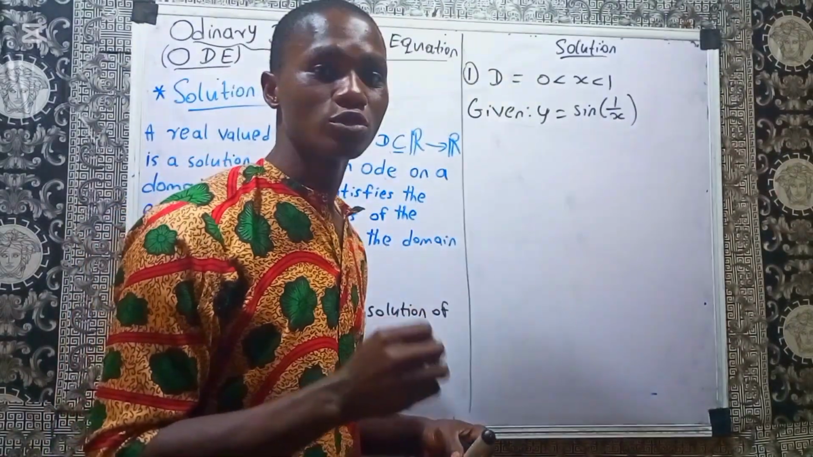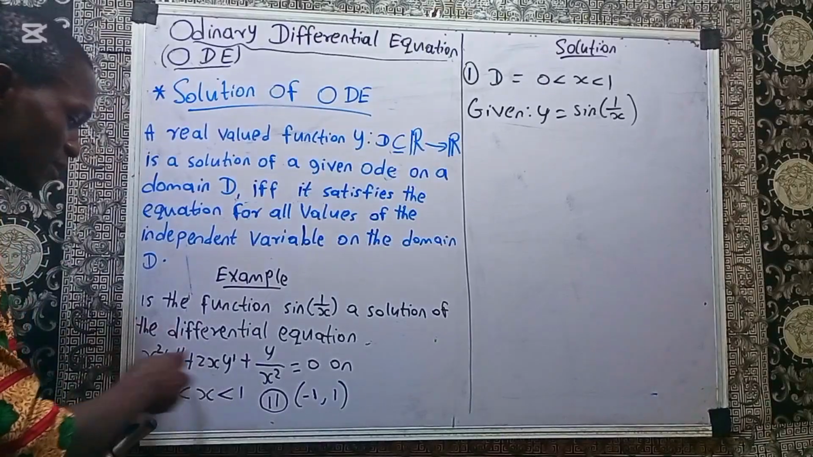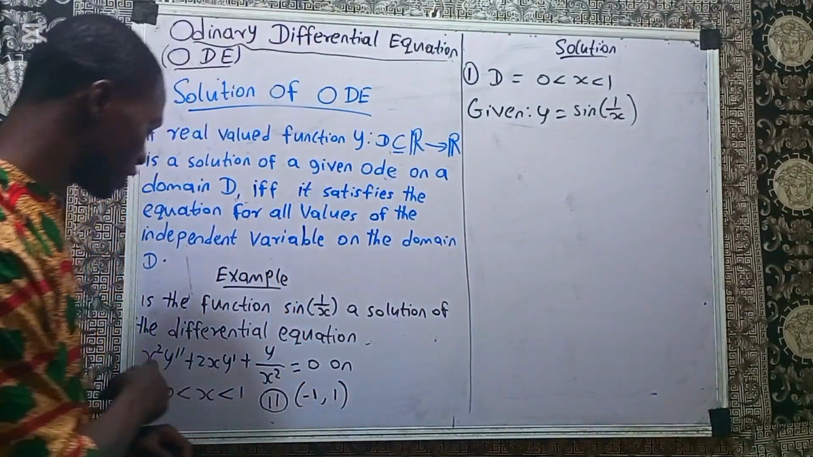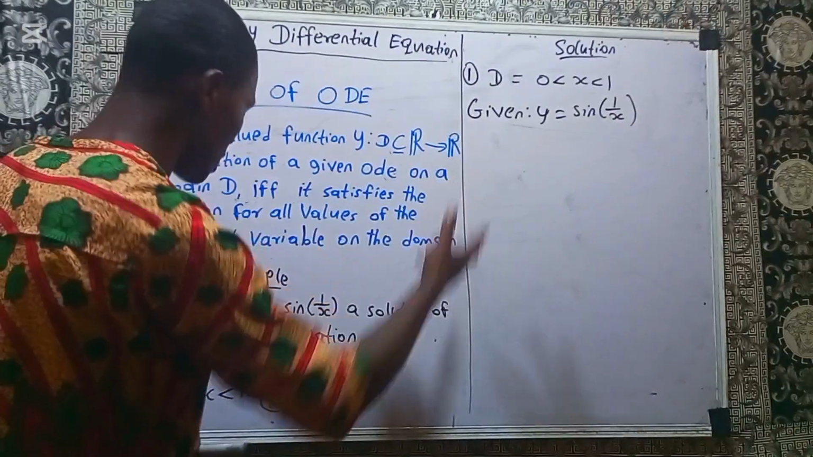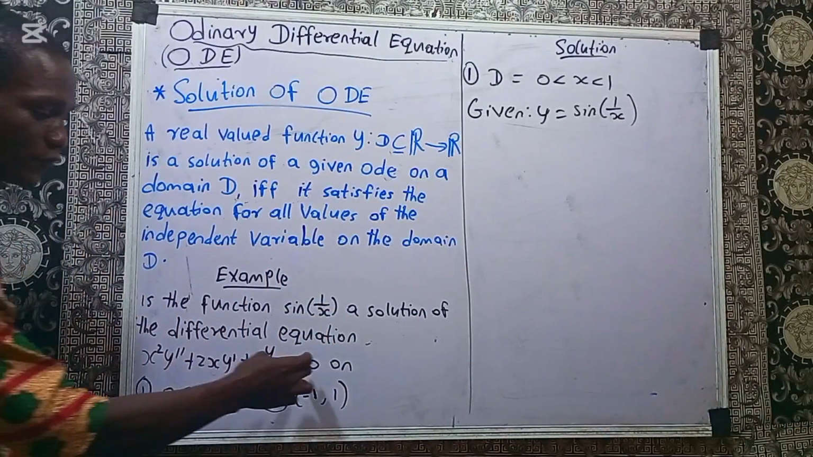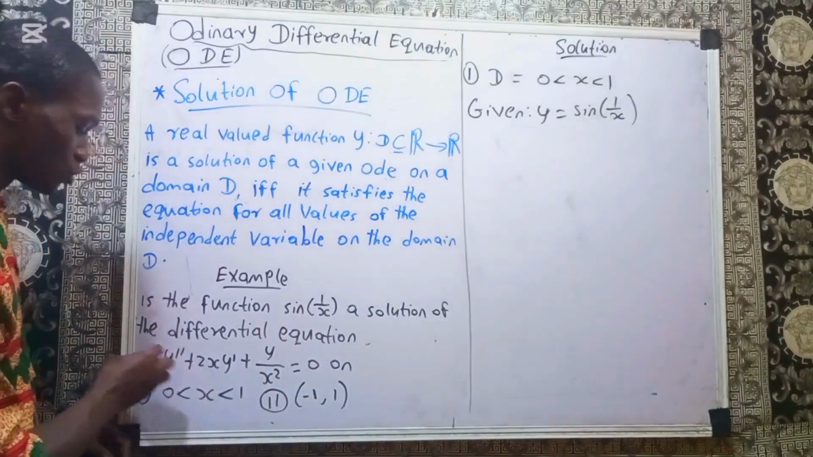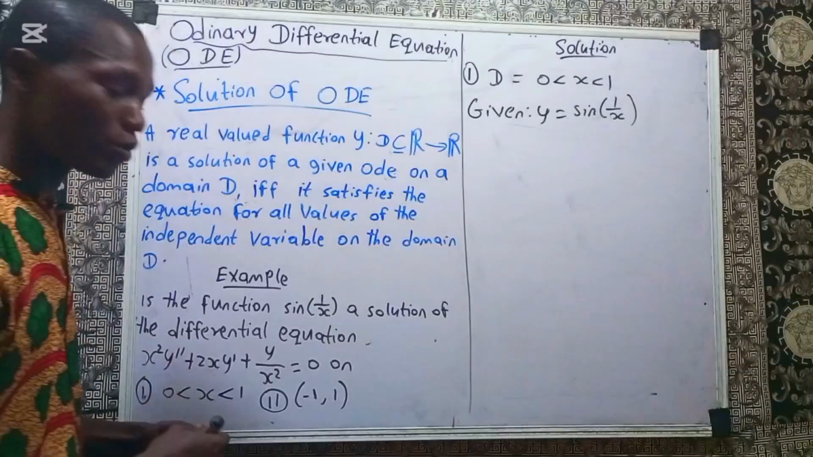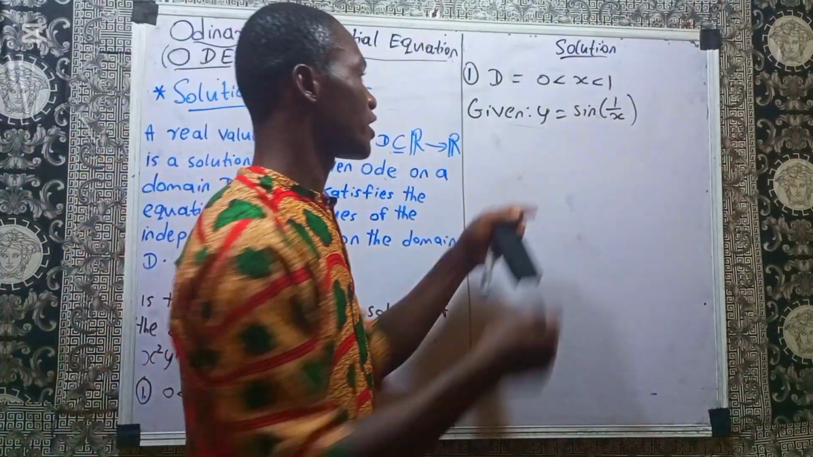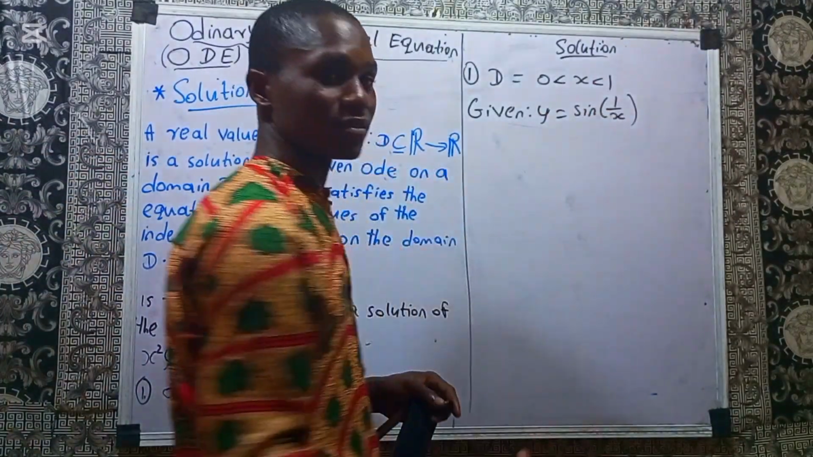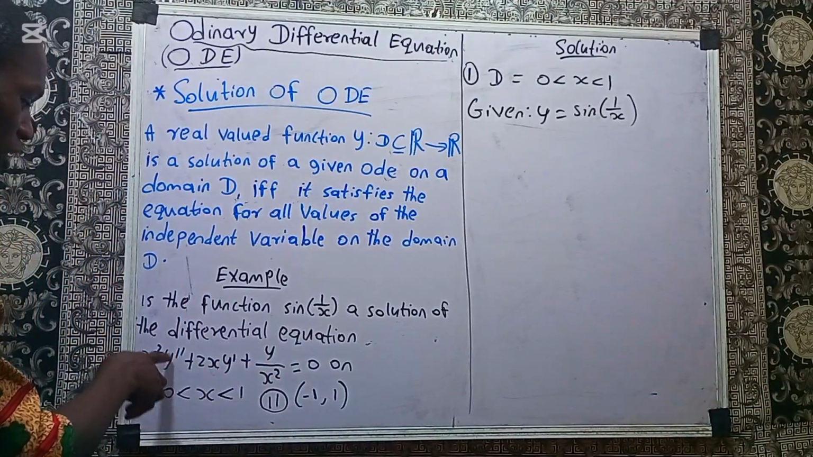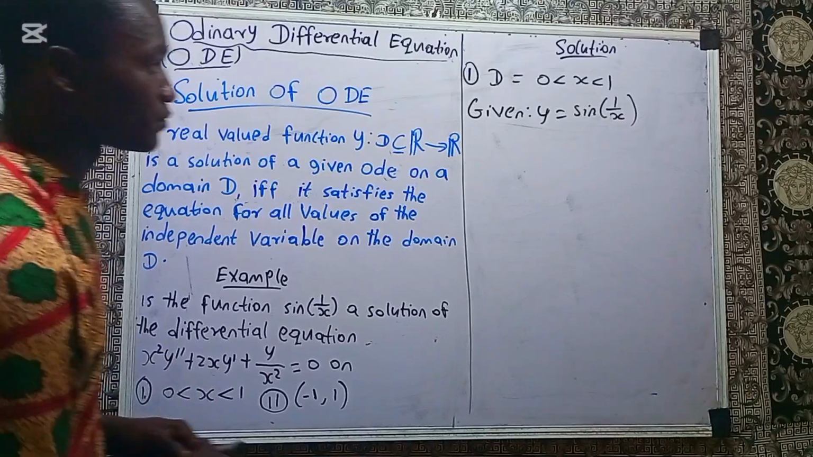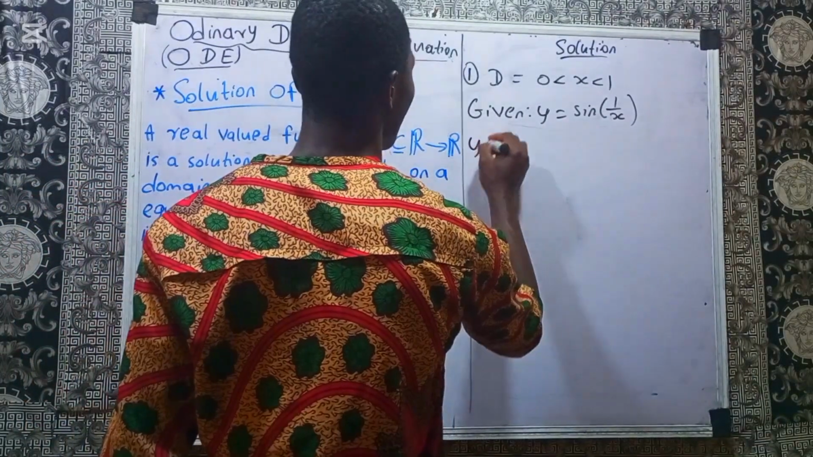Now you also have to check whether that function satisfies this equation. For you to do that, you are going to differentiate this function and check whether the left hand side will give you the right hand side. The right hand side is 0. So what is your function? See your function here, y is equal to sine 1 over x, right? So for us to check that, we have to get y prime, y prime prime, right? And then substitute. Now let's check what is y prime.